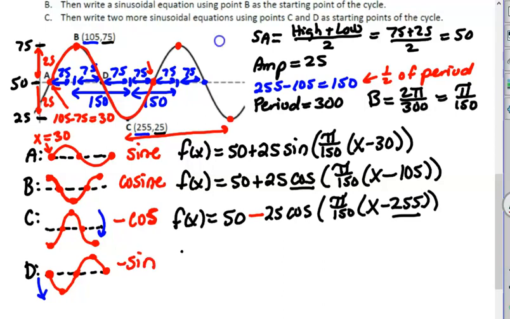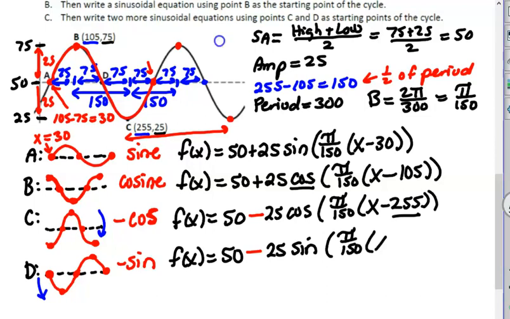So writing this is the same as what we just did before. We're going to make the amplitude negative. And of course we have to change the starting point or the phase displacement. So this is negative 25 sine of pi over 150 times x minus, and our starting point of this cycle, well, for D, we haven't figured that one yet. D's x-coordinate is halfway between 105 and 255. So if this is 105 and we add 75 to it, that would be 180. So D has x equal 180. So this would be minus 180.